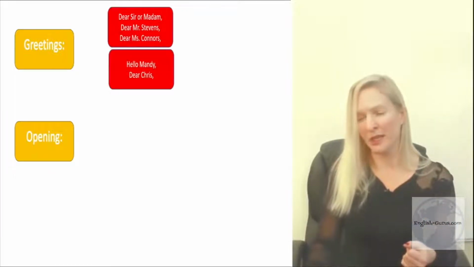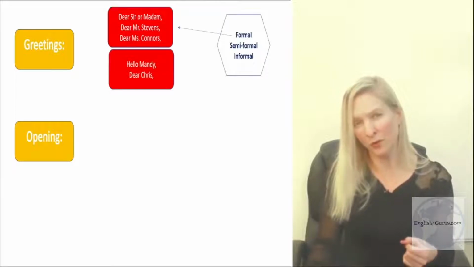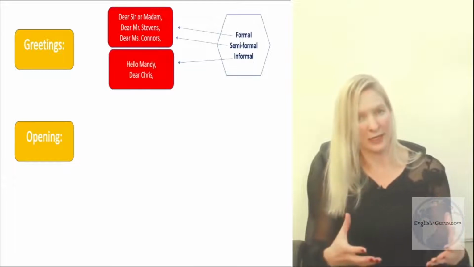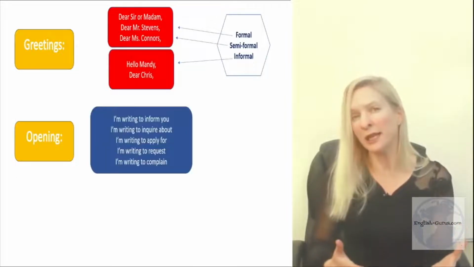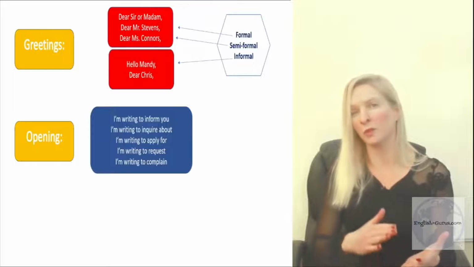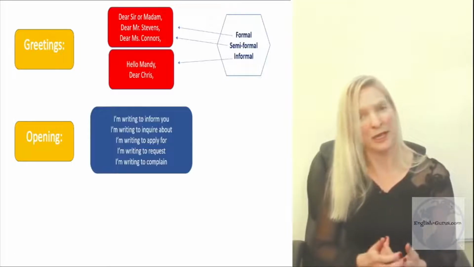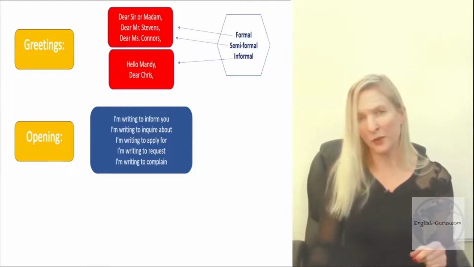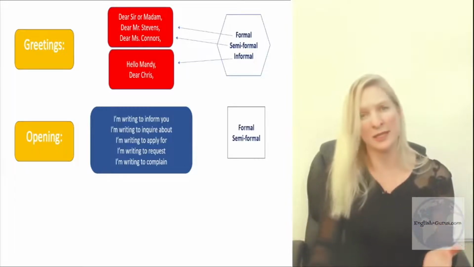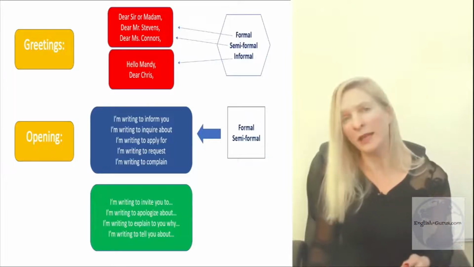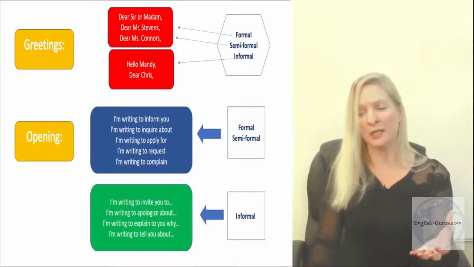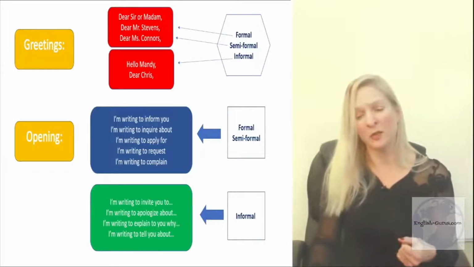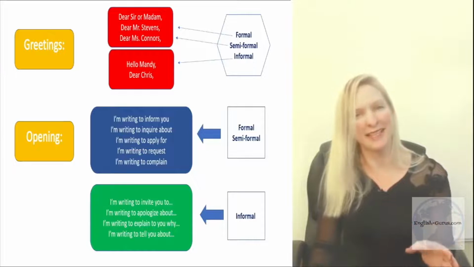Now, in your opening statement for a formal or semi-formal letter, you need to use the expression I'm writing. So I'm writing to complain, or I'm writing to inform, or to request. I'm writing to apply. Those are the typical expressions to open your letter. And for informal, you can use the same expression. So I'm writing to invite you, or to apologize, or I'm writing to share some information. So that's your greeting and that's your opening statement.